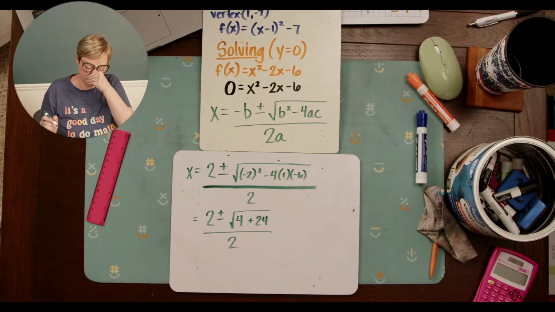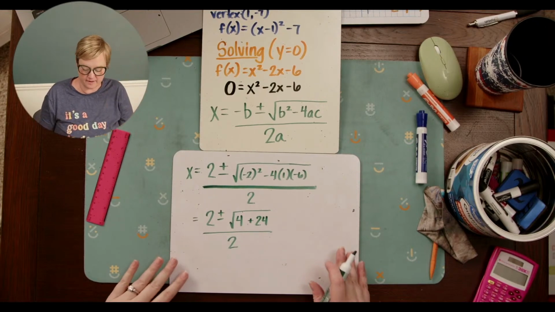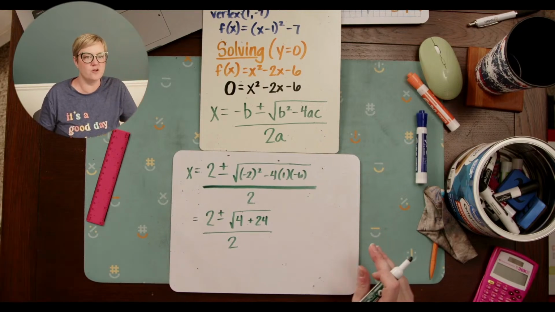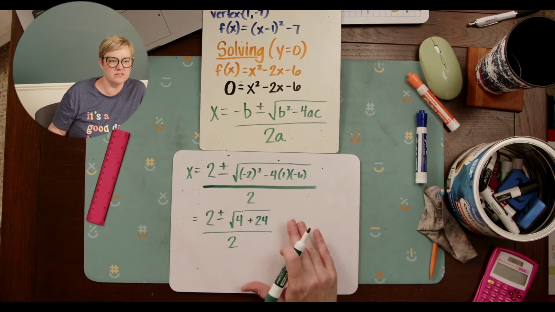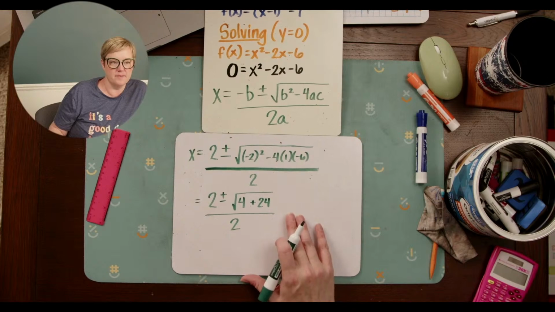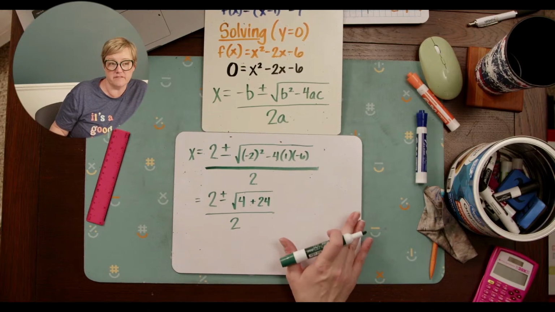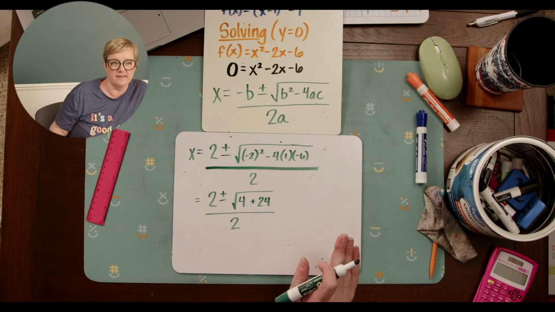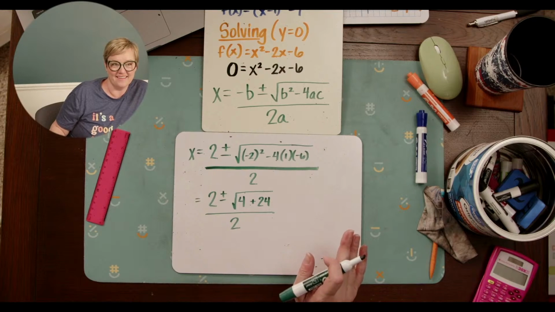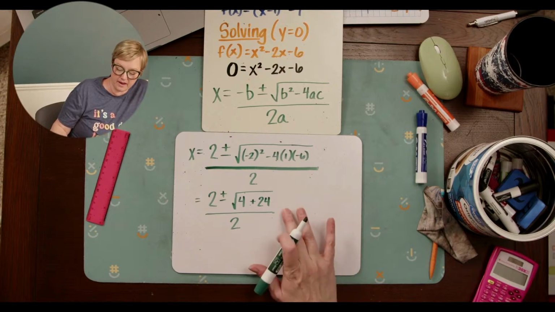Over 2. Oh my God, this is tying up so many questions. Simplifying radicals, all these things. This is not long division. This is a quadratic formula. Okay. All right. So now I'm going to simplify this even more.